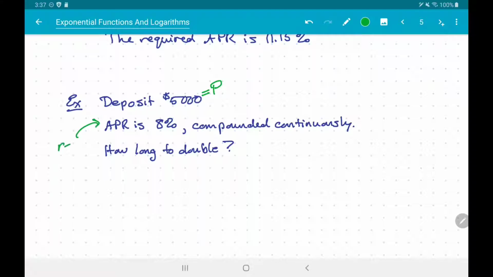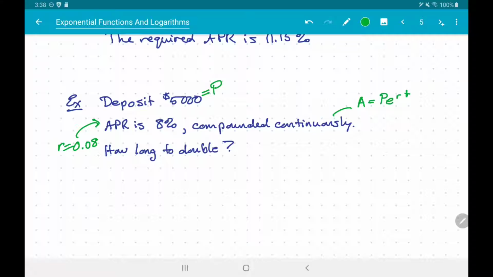That tells us something about R. What value should R have in decimal form? 0.08. Be sure not to make it 0.8. You have to shift the decimal point 2 notches. All right, compounded continuously, that means we're going to be using what formula? P e to the rt.